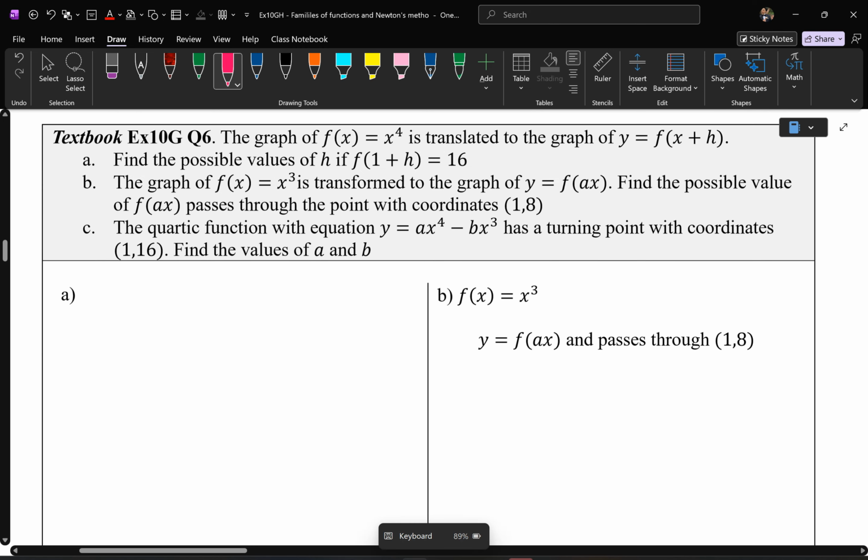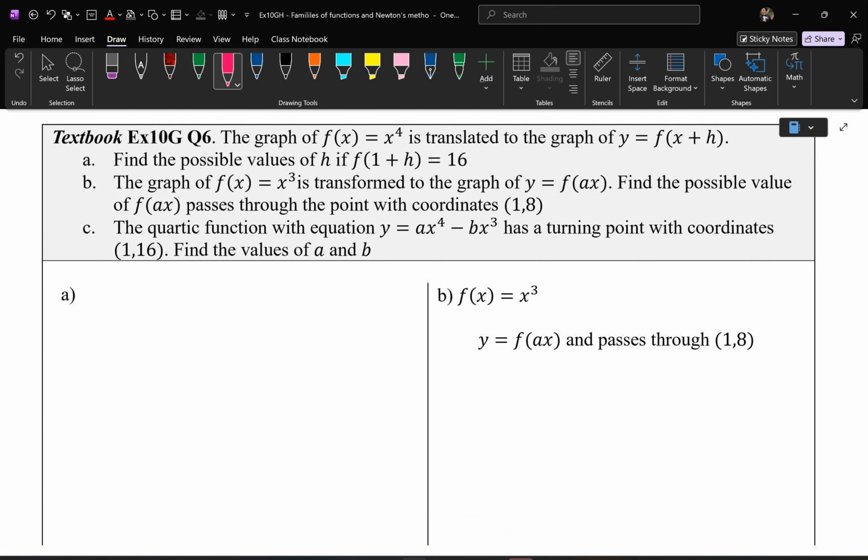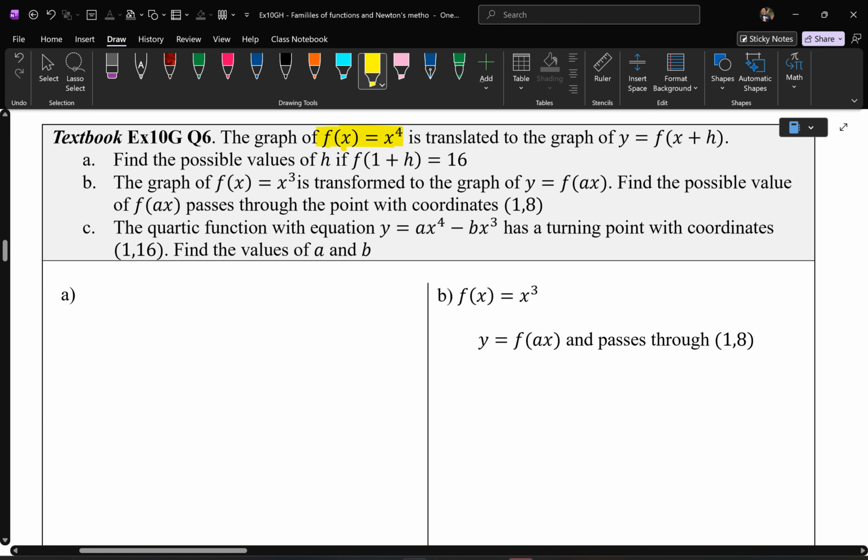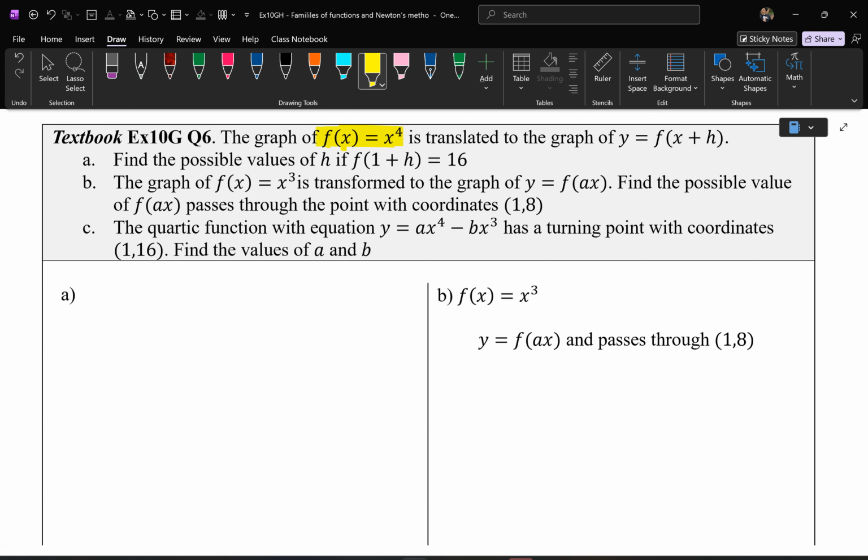10G question 6. Again, you're just working with parameters. Let's see if you can work through this. 10G question 6 says the graph of f of x is x to the power of 4. So here's x to the power of 4. Translate it to the graph of y equals f of x plus h. Okay, so you got y equals f of x plus h. Part A. Find the possible values of h if f of 1 plus h equals 16.